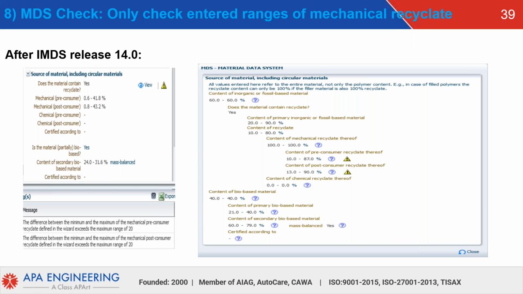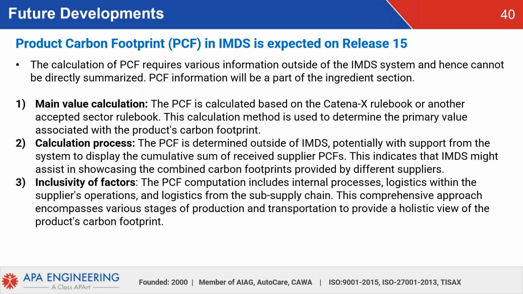The next thing is the future development of IMDS. As you might have heard, IMDS is planning their release 15 for the later half of this year, 2024. The major update given by the chairperson briefing at this conference is that a refinement stage is going on. They have planned to include the product carbon footprint, PCF, in IMDS, which is expected to release in release 15. PCF is the total amount of greenhouse gas emissions that result from the production, use, and disposal of a product, covering almost every stage of the product's life cycle.